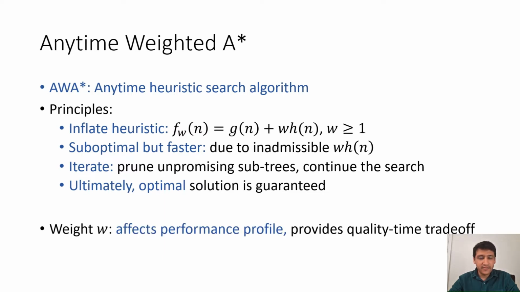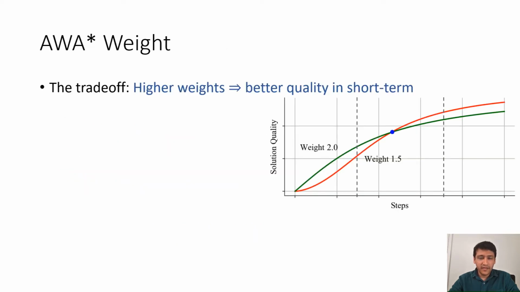In this algorithm, the weight is a hyperparameter that affects the performance profile by providing a trade-off between quality and time. With a higher weight, better solutions are found in short term, compromising the long-term quality. By quality of a solution, I mean something inversely proportional to the cost of the corresponding goal node.